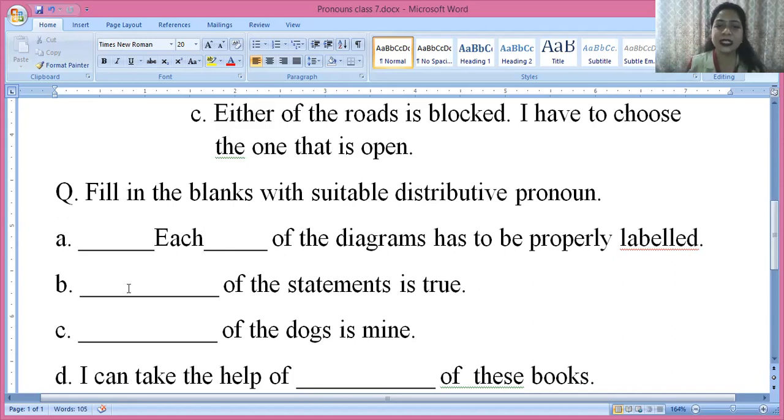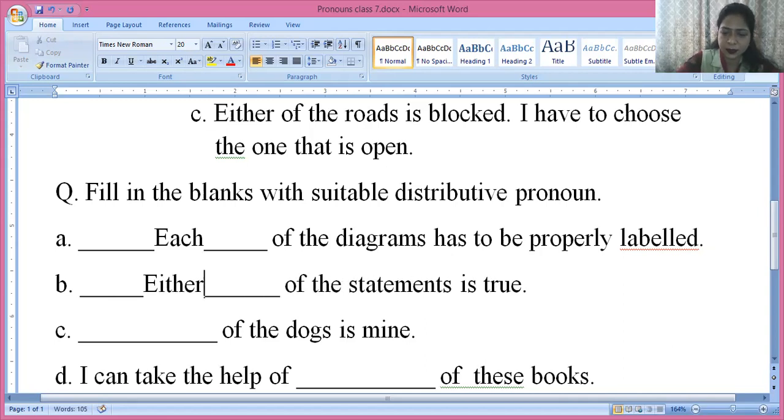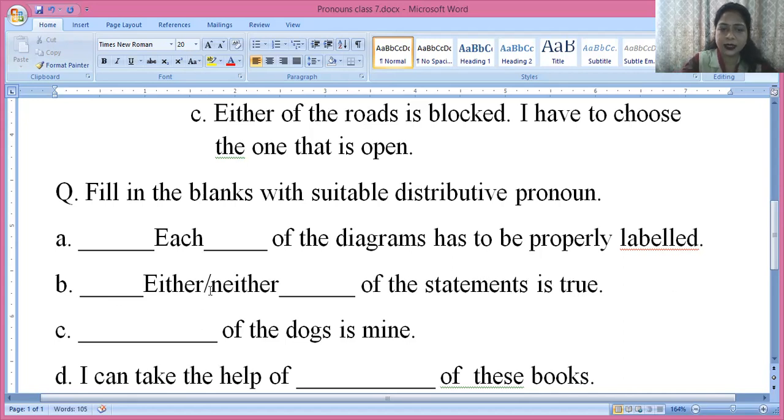Okay. Dash of the statements is true. Now here you can say either of the statements is true. That means out of these two, any one is true. You can also say neither of the statements is true. That means out of these two statements, neither one is true. None of them is true. Okay. So either, neither, both are correct over here.